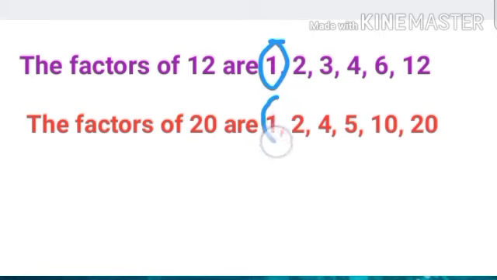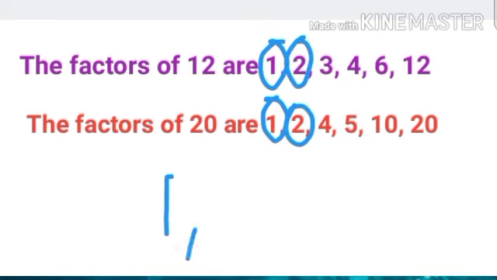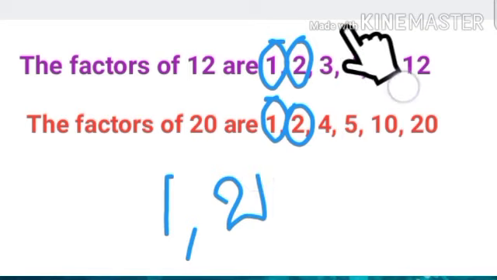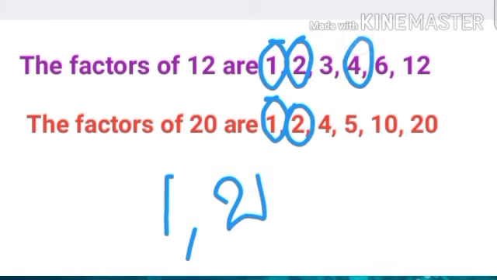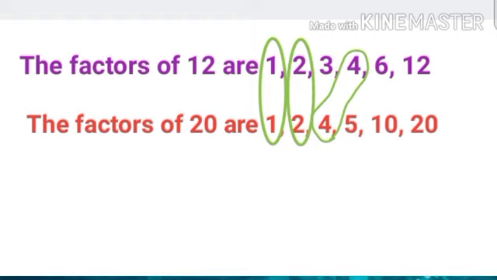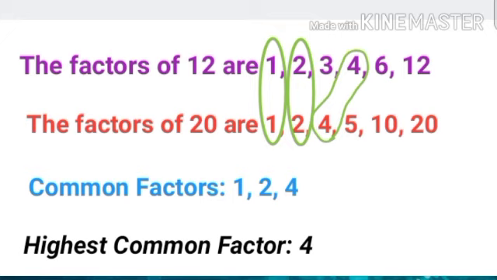One is available there and here also. So this is a common factor. And we can take the 2. 2 is present in both the numbers. So we can take 2 as a common factor. And then 3 is available here but it is not present here. So we can take 4 as a common factor. And then other numbers are not common in both. So we can take 4 alone. So the common factors are 1, 2 and 4.